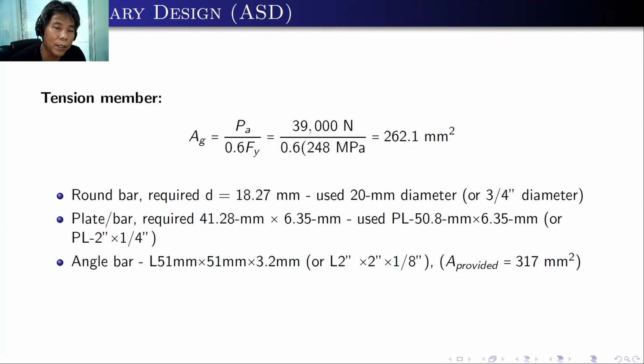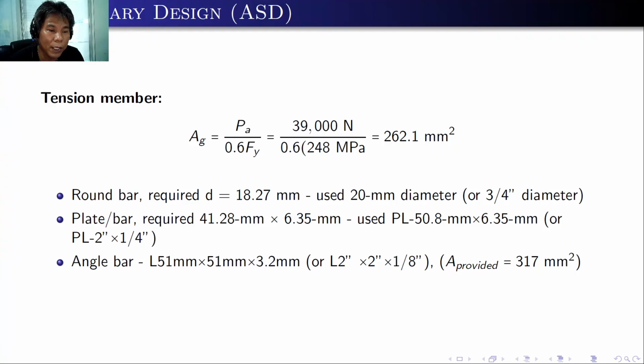So the tension member, as you remember, the Hooke's law is stress is equal to the force P over the cross-sectional area. If you find for A, the equation will become P over stress, where P is the computed force and the stress is the allowable stress, normally 60% of the yield strength of the steel. If we use steel for the tension member, which is the usual, Fy is usually 248 megapascal. So multiply it by 0.6 and take the reciprocal, multiply it with the computed value, the maximum tension force that we computed, 39,000 newton. So that the area that we needed is 262.1 millimeter square.